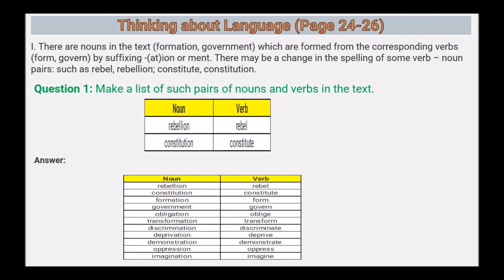So, these are the words, these are the nouns and these are the verbs. So, rebellion is rebel, constitution is constitute, formation is form, government is govern, obligation is oblige, transformation is transform, discrimination is discriminate, deprivation is deprive, demonstration is demonstrate, oppression means oppose, imagination is imagine.